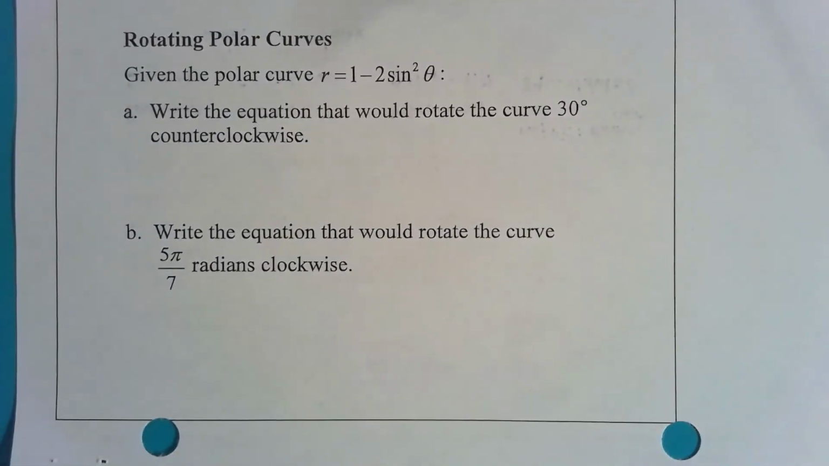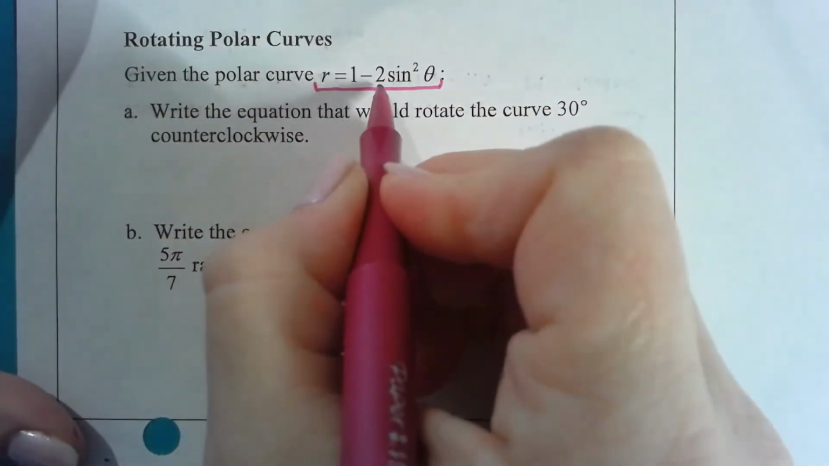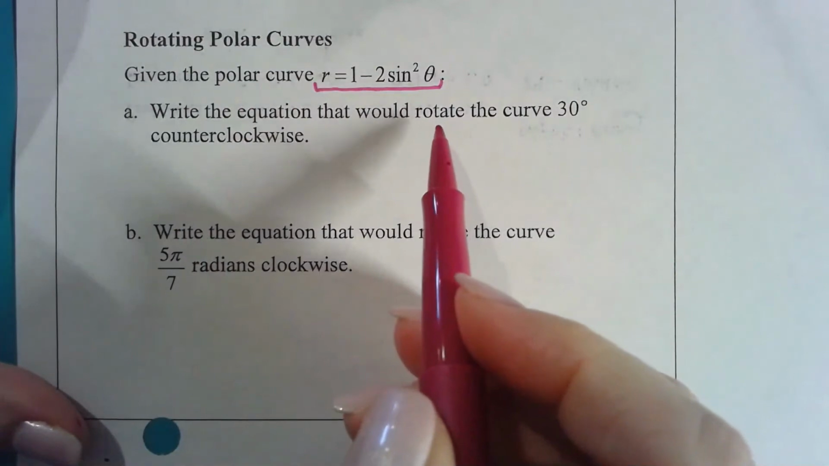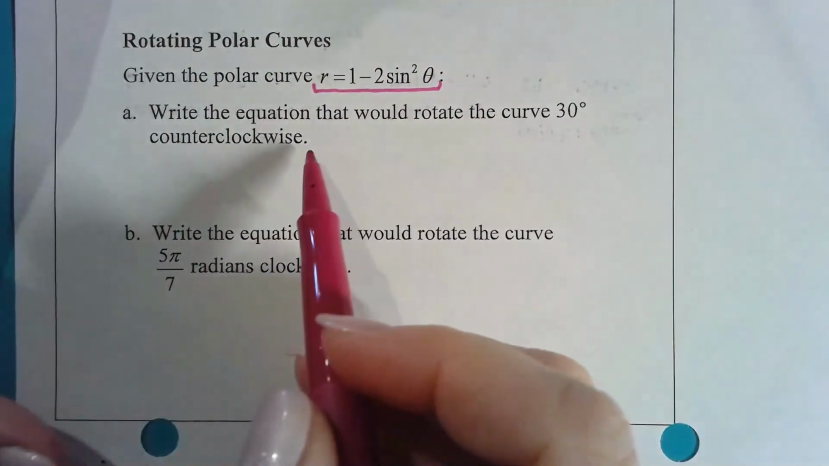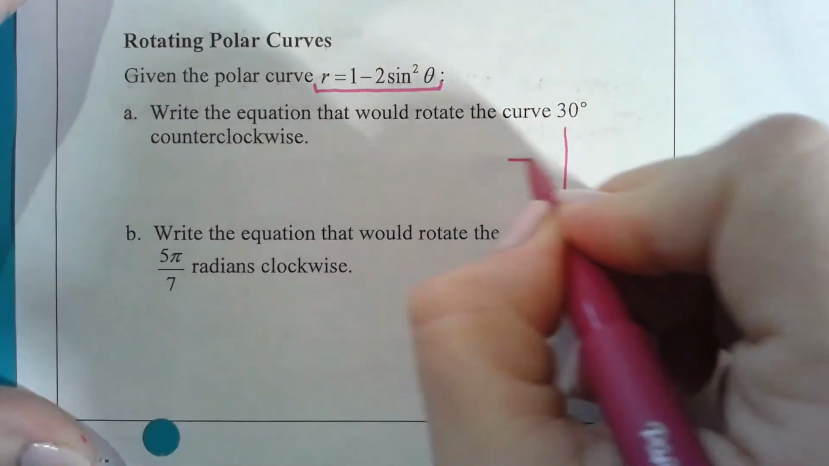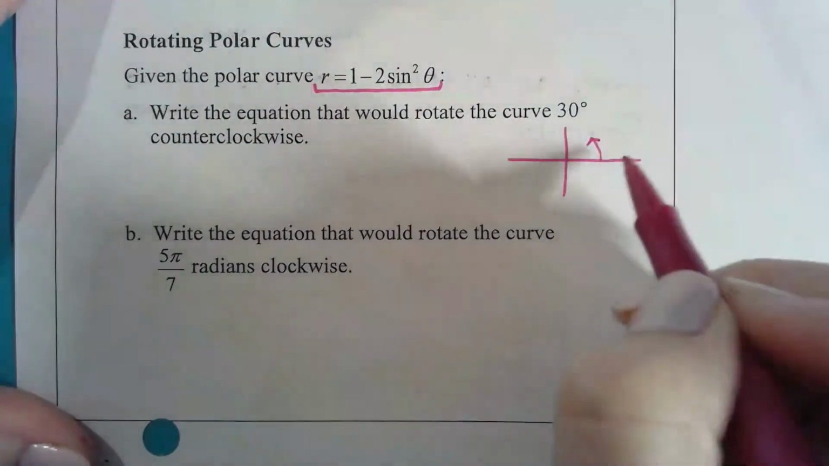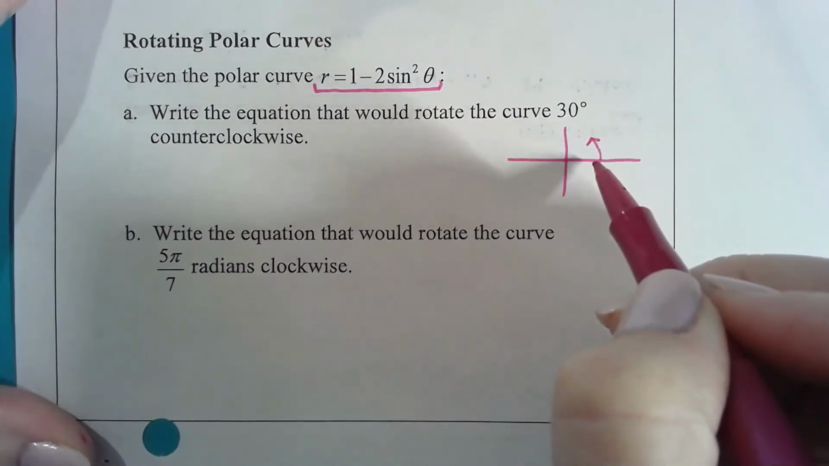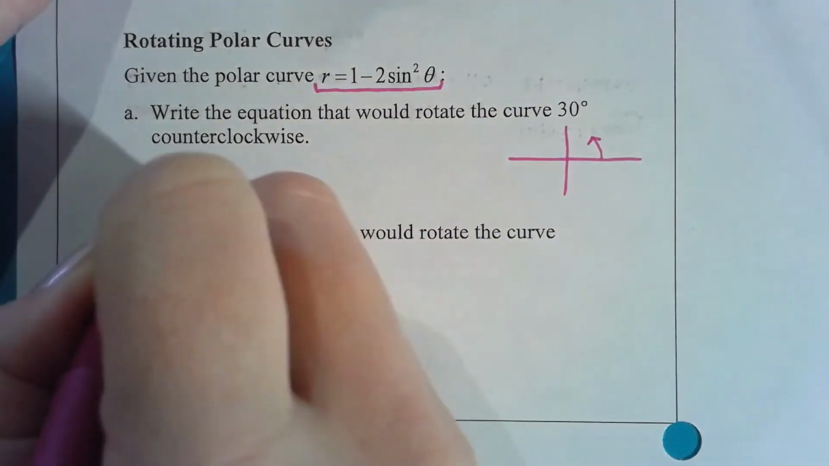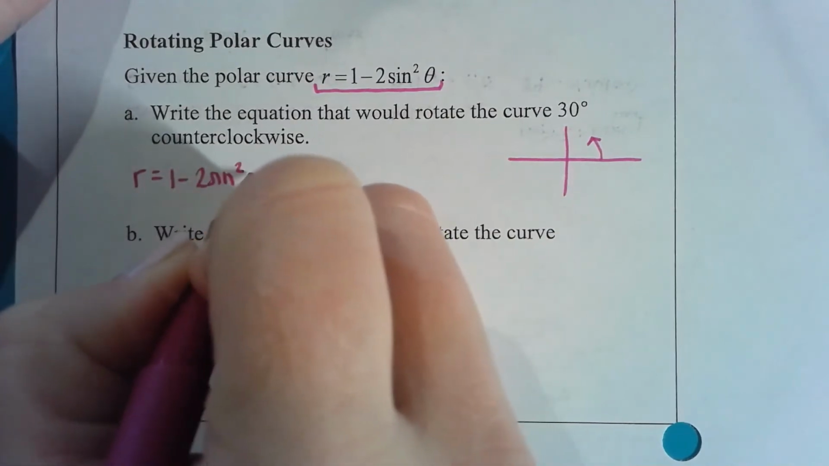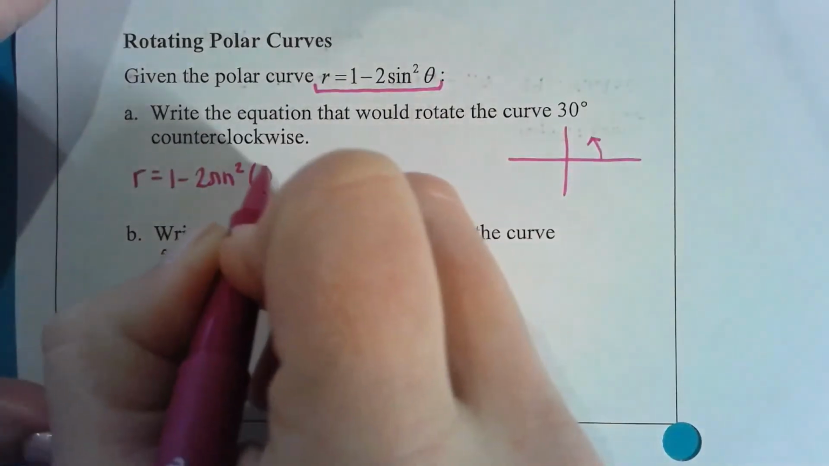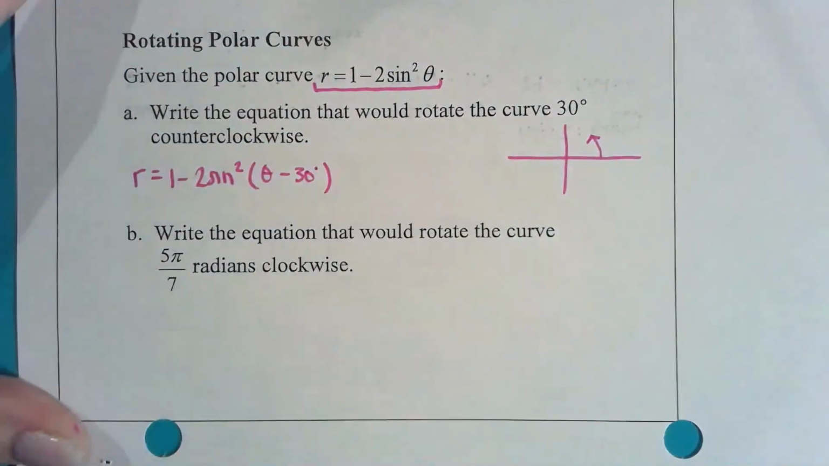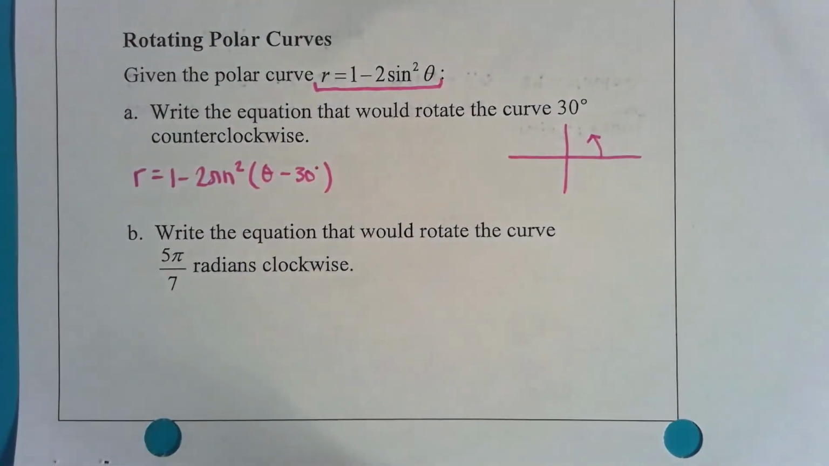All right, so let's take a look at the last one. Here's a new polar equation. We have r equals 1 minus 2 sine squared theta. It says write the equation that would rotate the curve 30 degrees counterclockwise. So we know counterclockwise goes that way. It's a positive angle. Well, we know when you change the x's, you do the opposite. So we have r equals 1 minus 2 sine squared of, not theta, but theta minus 30 degrees. Or if you want to be in radians, you could certainly write pi over 6, and I would take that either way.